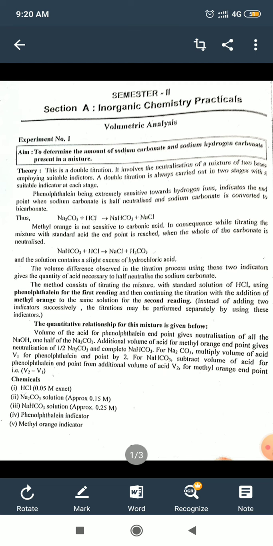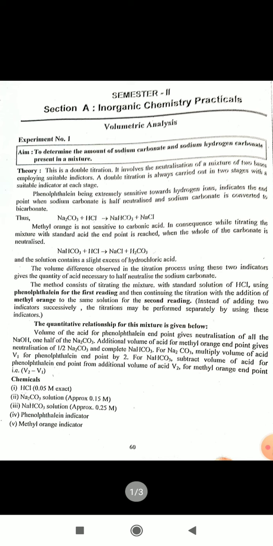Second indicator, methyl orange, is not sensitive to carbonic acid. In consequence, while titrating the mixture with standard acid, the end point is reached when the whole of the carbonate is neutralized. For example, NaHCO3 + HCl gives NaCl + H2CO3. The solution contains a slight excess of hydrochloric acid and the quantitative relationship for the mixture is given below.